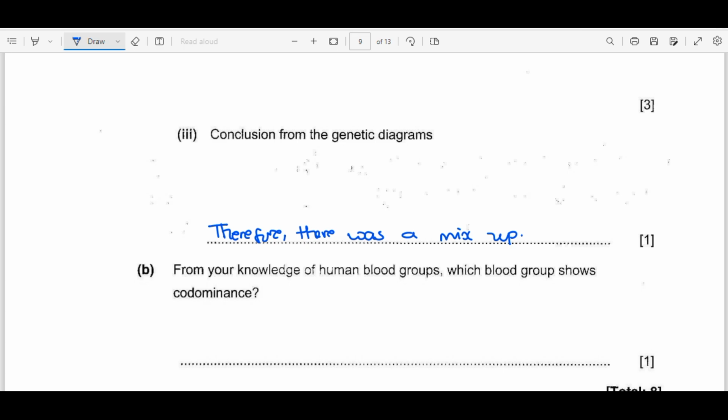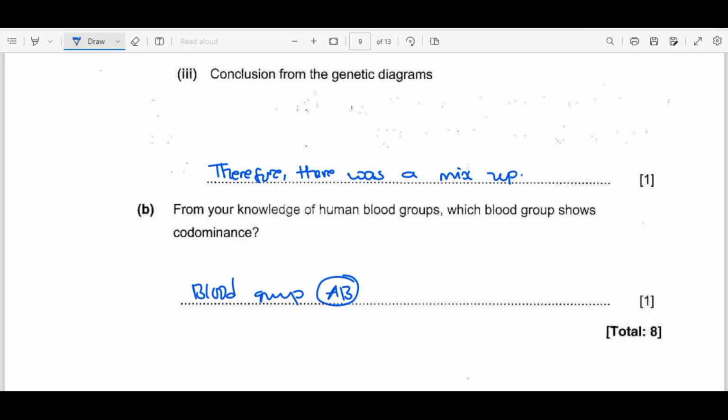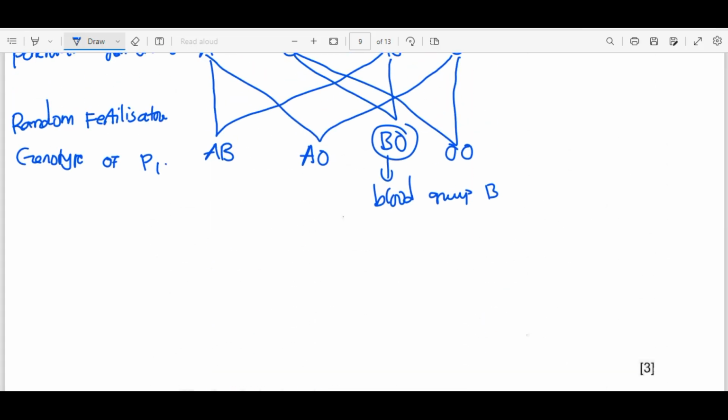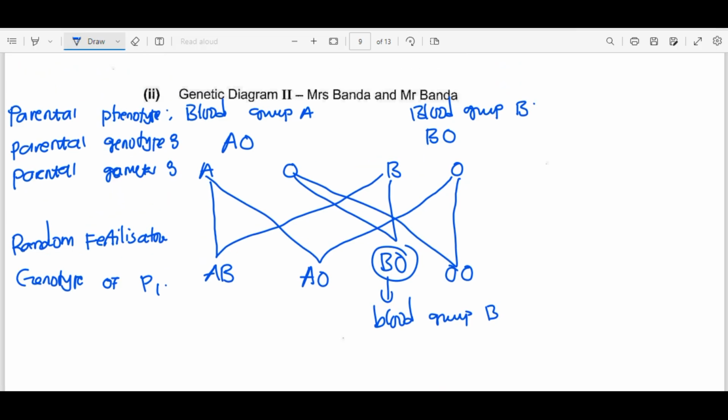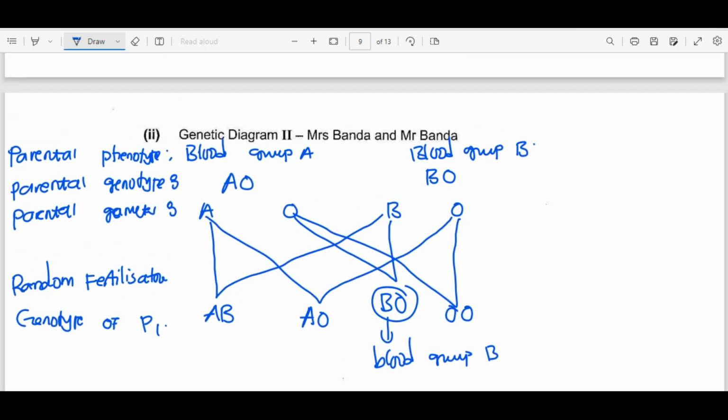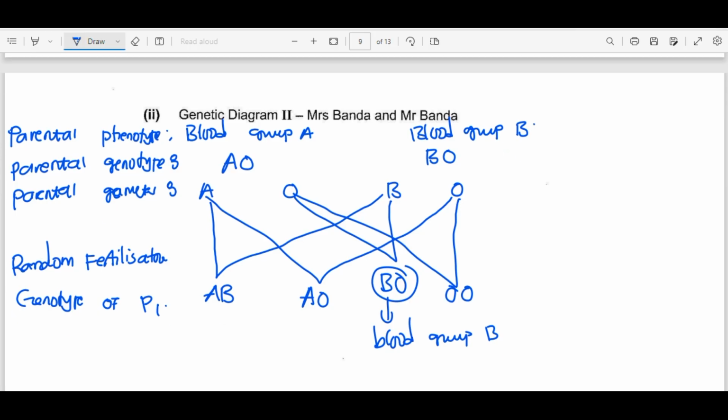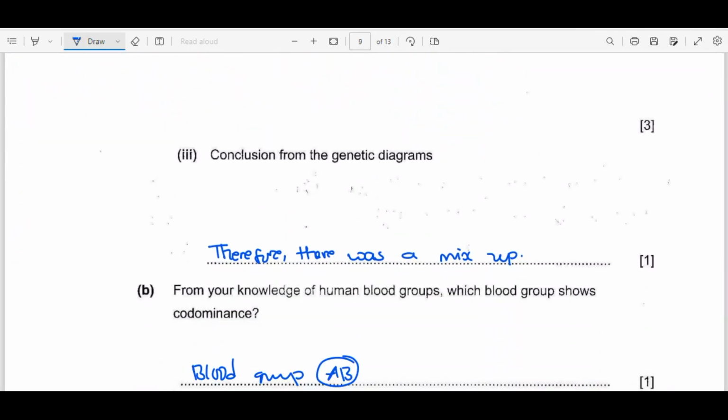Then from your knowledge of human blood groups, which blood group shows codominancy? It is blood group AB. So AB is codominancy because the A is dominant and B is dominant, and from the two genetic diagrams, the one between Mrs. Banda and Mr. Banda is the one where we can have this condition.